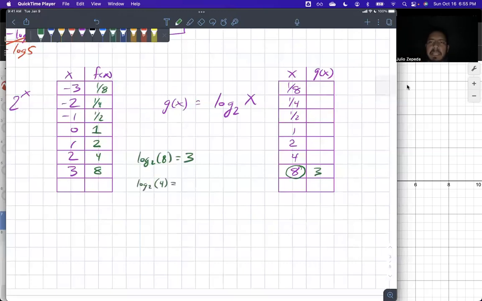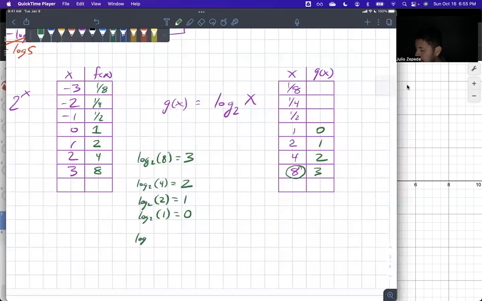I've chosen all of these inputs, these x values, to be powers of 2, so that these numbers work out nicely. So what exponent do we put on 2 to get 4? That's 2. What exponent do we put on 2 to get 2? That's 1. What exponent do we put on 2 to get 1? That's 0. 2 to the 0 is 1.